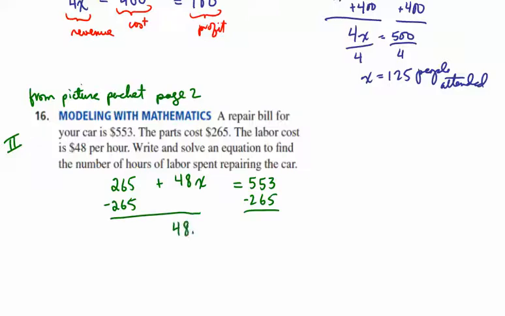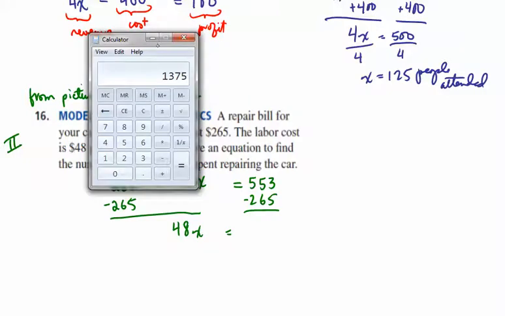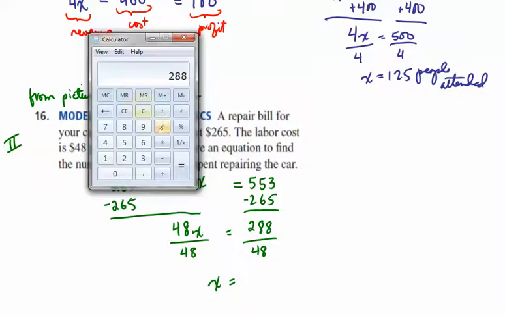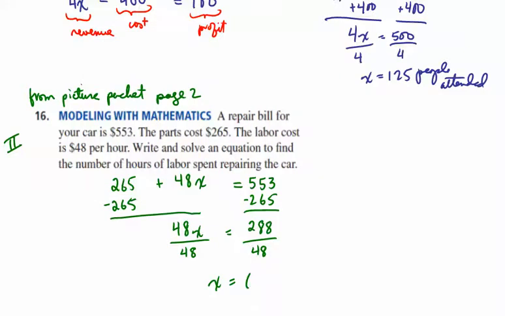We end up with 48x is equal to, bring in our calculator, 553 minus 265 equals $288. We divide both sides by 48, and we get x is equal to 288 divided by 48, which is 6. 6 hours of labor. All right, and so that does it for this problem. We'll move on to the next.